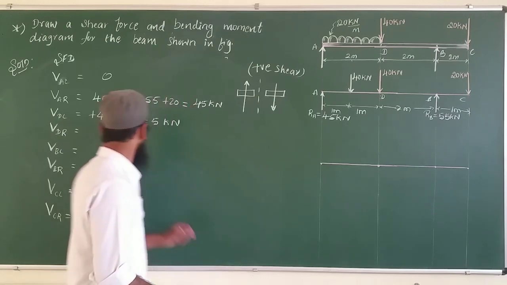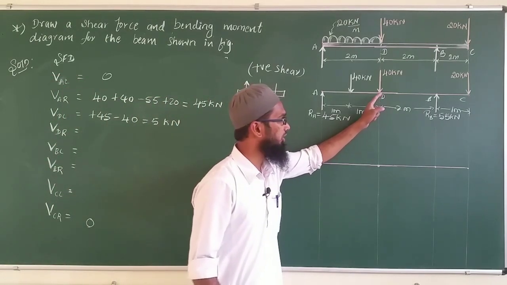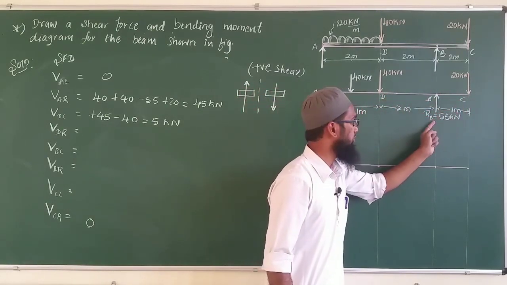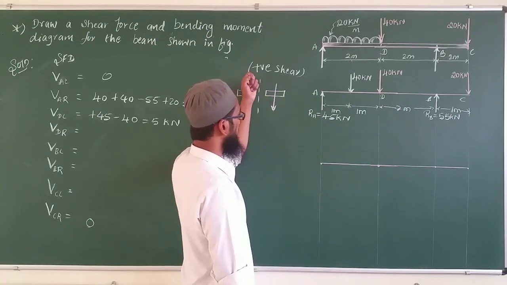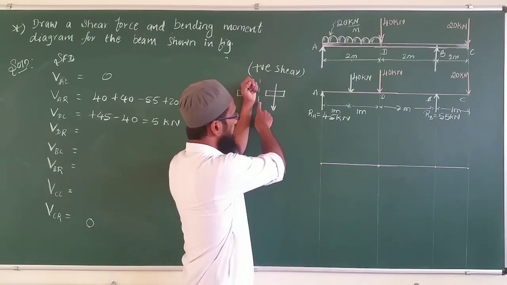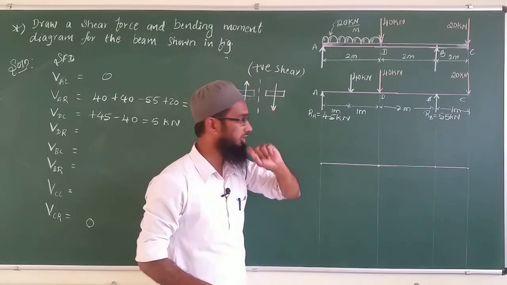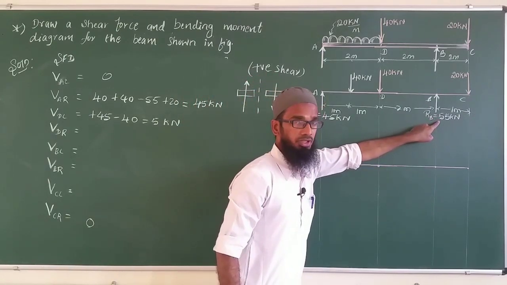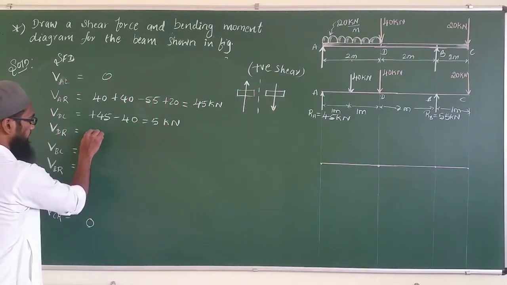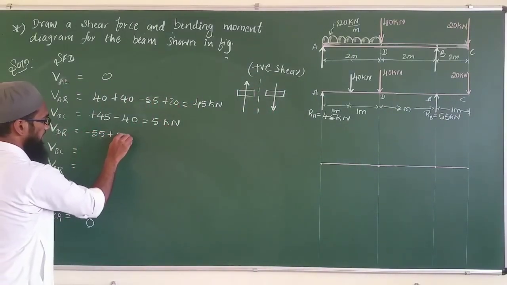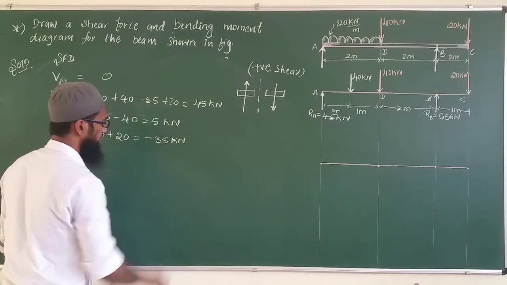Now, we are calculating the right side of D. This is point D and we are calculating the right-hand side. This 55 is acting upward, this 20 is acting downward. But we have to consider the sign convention, this is the reference line. Now on the right-hand side, if the load is acting downward, we have to consider that as positive. So this is minus 55 and that is plus 20, which gives minus 35 kilonewton.